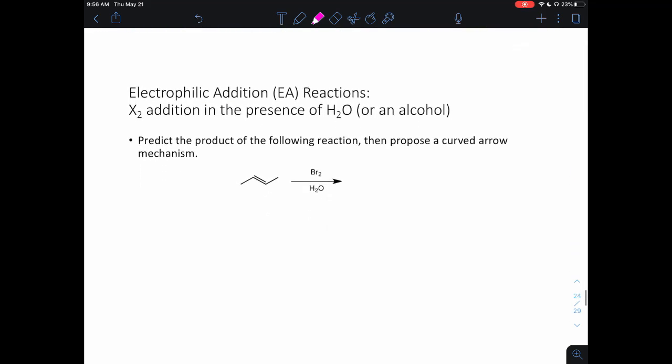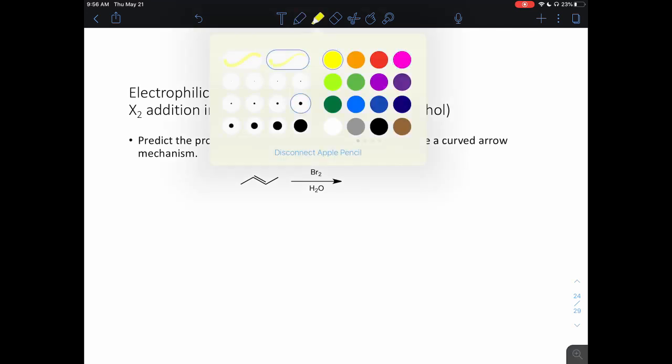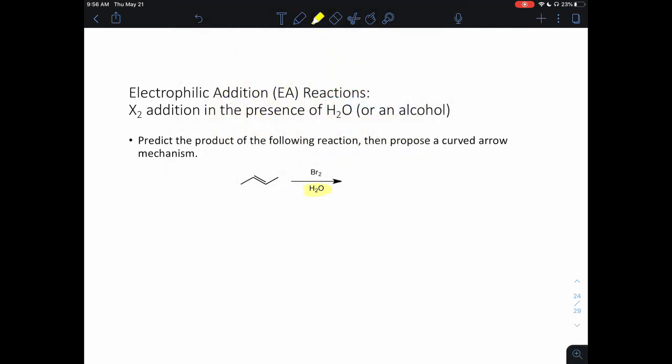We're going to come back to the idea of stereochemistry in a bit. We're going to look at a slightly different variation of this reaction, and that variation involves adding water to the mix. So if you like, pause and predict the products of this reaction.